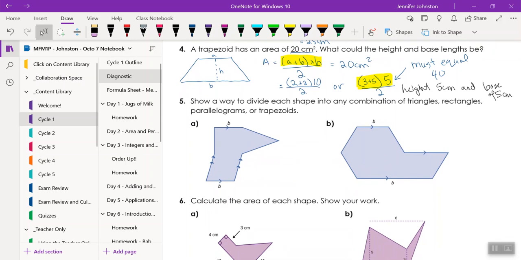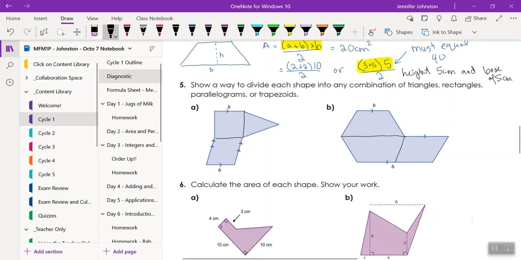Show a way to divide each shape into a combination of triangles, rectangles, parallelograms, and trapezoids. Okay, so here we're just going to use pencil or pen and start trying to figure out where the shapes are. It looks like there's a nice parallelogram here, another rectangle here, and a triangle. Awesome. I kind of see this way where I have a trapezoid on top, maybe another trapezoid on the bottom, and a parallelogram. Great.